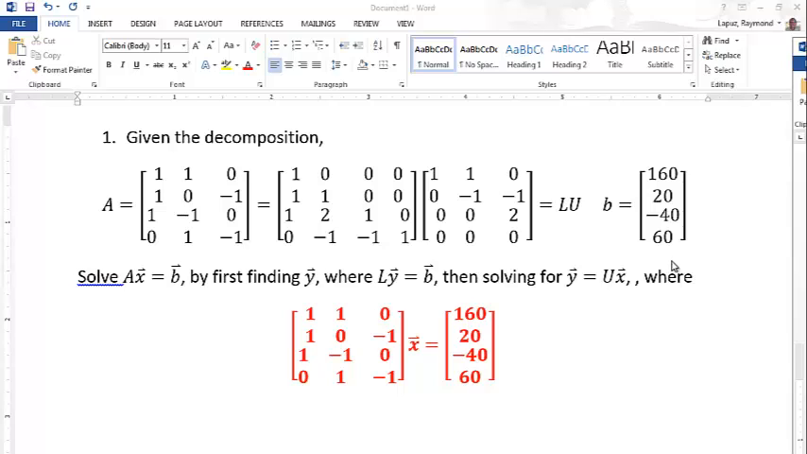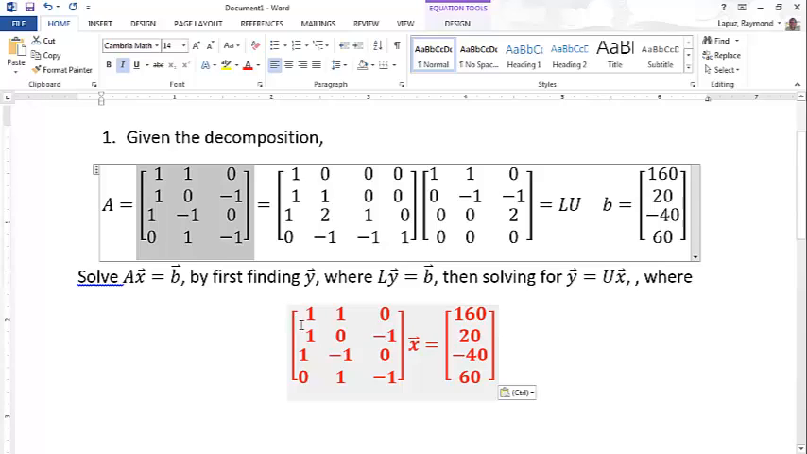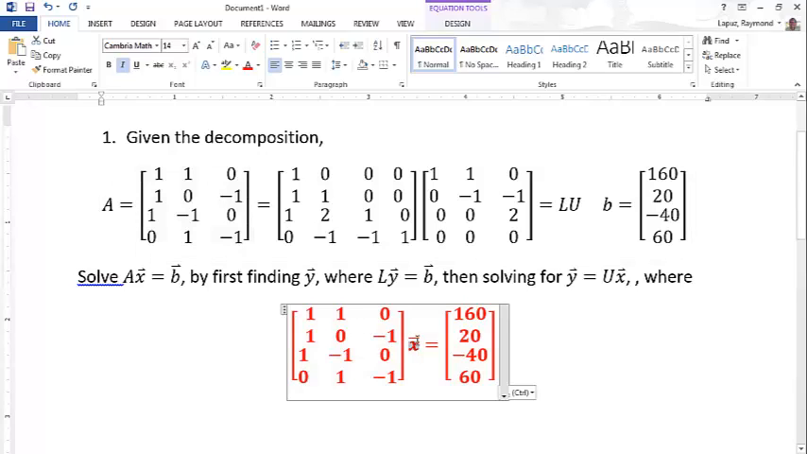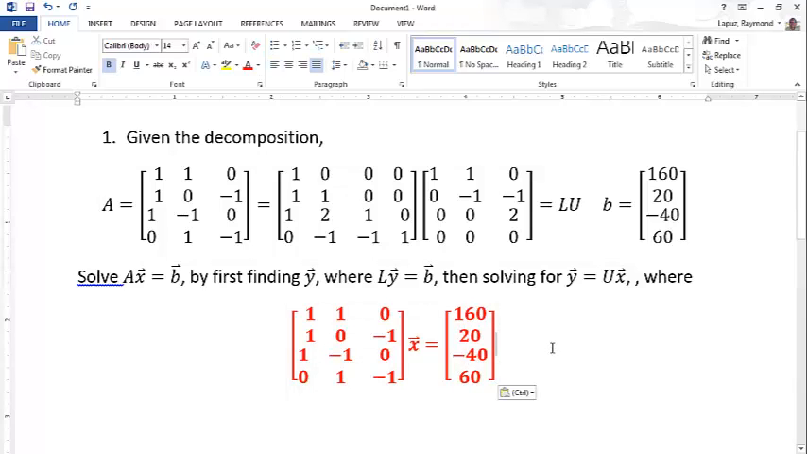This is a problem from the quiz where we're going to look at a decomposition and then try to solve for a matrix algebra equation using an LU decomposition. So we have an A, this is your A, and then times a vector X is equal to B, and this is your B, and I just transcribe that information into this equation.